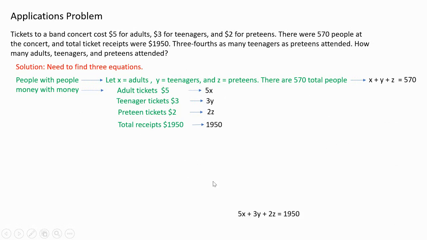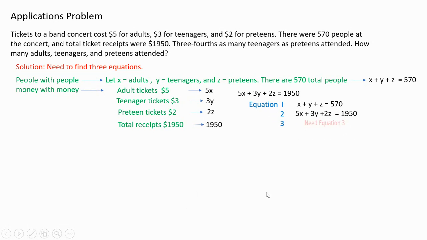So there's my second equation: 5x plus 3y plus 2z equals 1950. Now we've got the first two equations, right? How about equation number 3? We need equation 3. So this right here, guys, the 3/4, is where you get the third equation. But here's where a lot of students are confused.